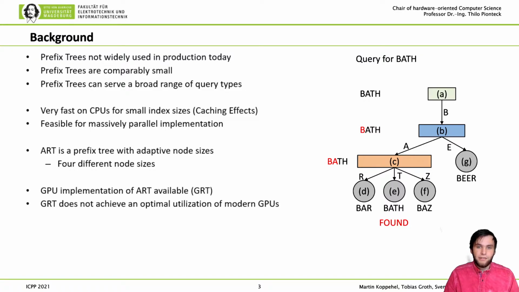We chose ART as a baseline because it's pretty efficient, and we already have a GPU implementation that is available. In that case, this is GRT. During our testing, we noticed that GRT does not achieve an optimal utilization on modern GPUs, such as the NVIDIA A100 or the RTX 3090. So let's optimize this.